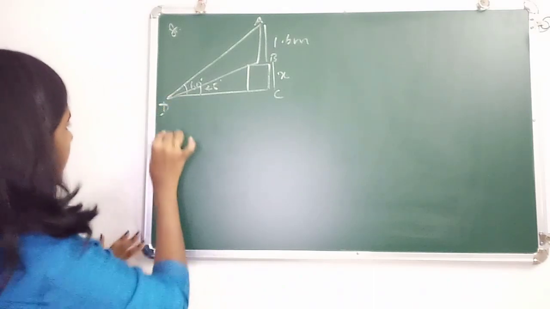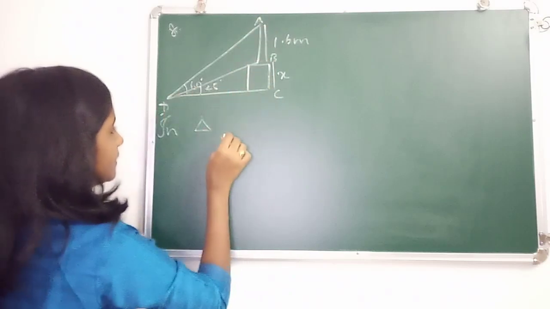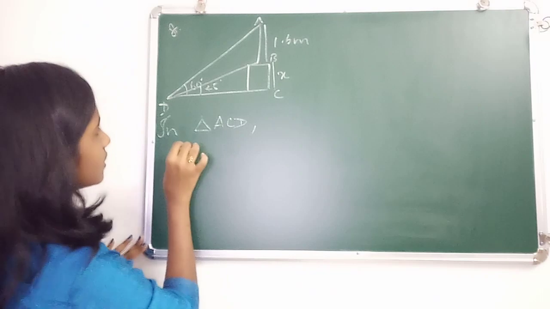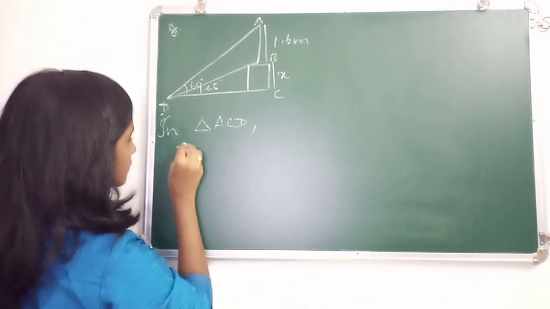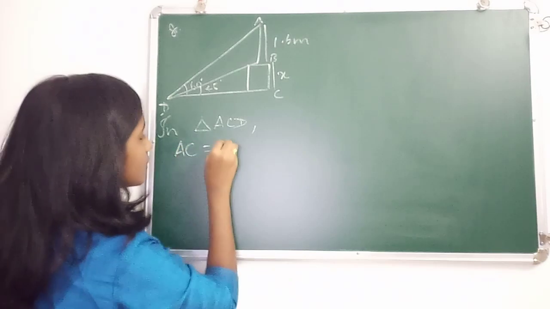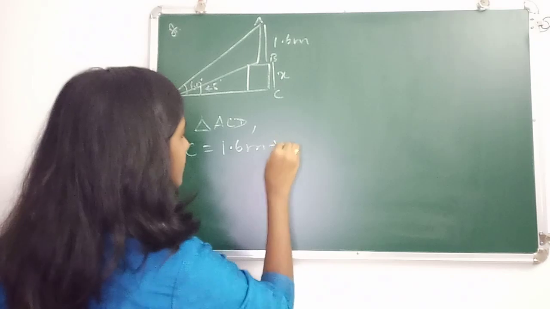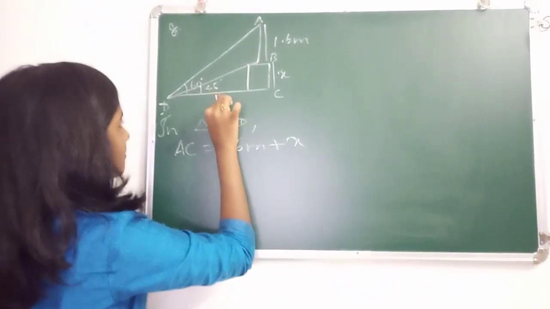Now, in triangle ACD, we have AC to be equal to 1.6 meters. Sorry, 1.6 plus x. We have DC to be equal, we can take it as B.